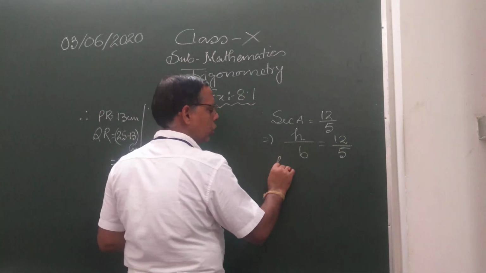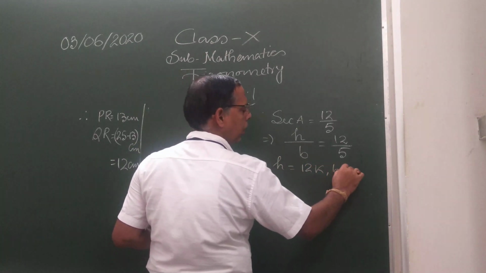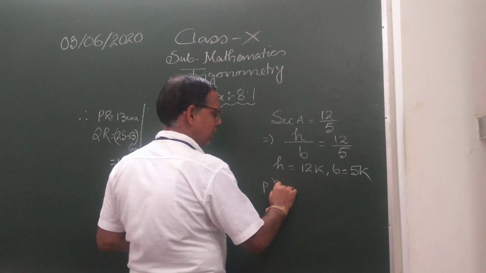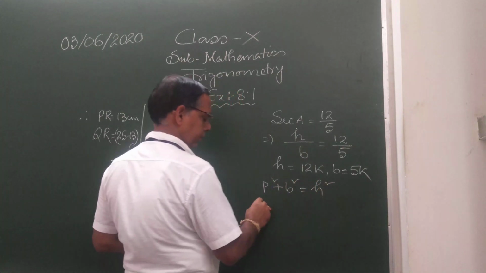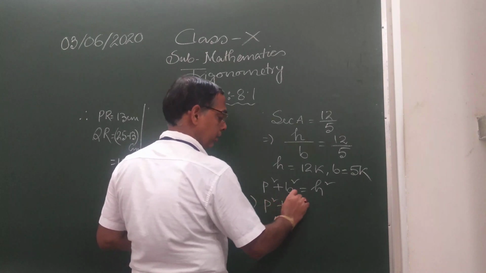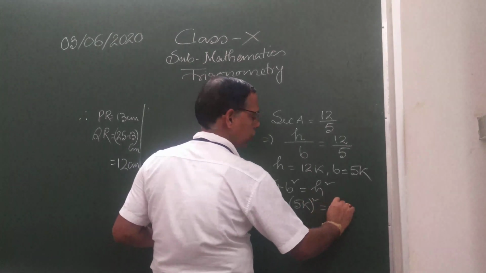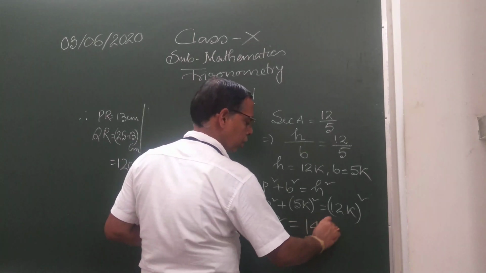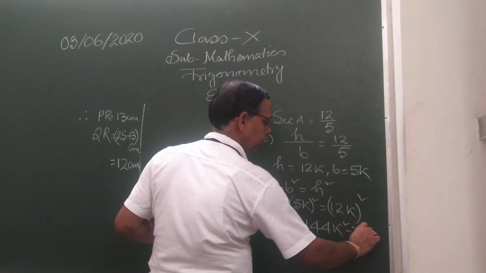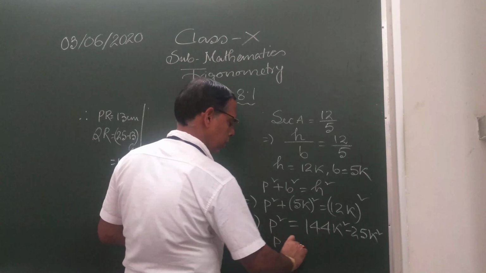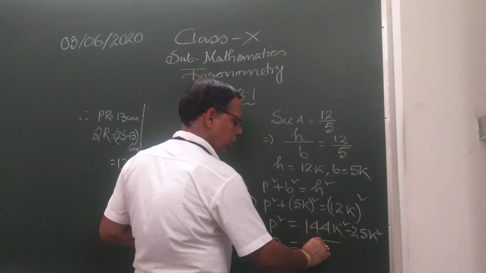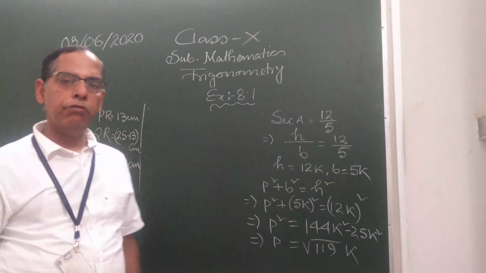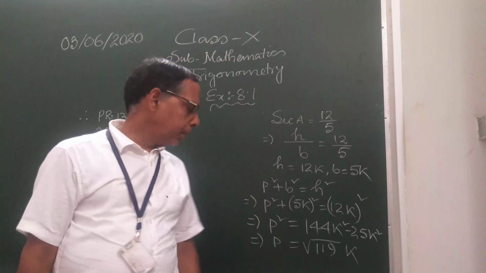Now suppose H equal to 12k, B equal to 5k. Then P square plus B square equal to H square. Then P square plus 5k whole square equal to 12k whole square. Ultimately P square equal to 144k square minus 25k square. So P equal to root of 119k square, which is 119 k, because 144 minus 25 is possible. Okay, perpendicular we got.